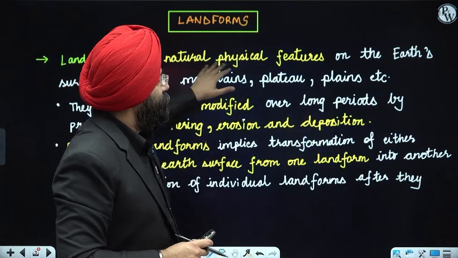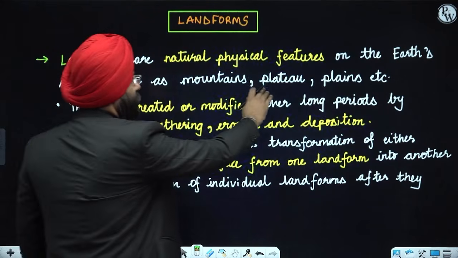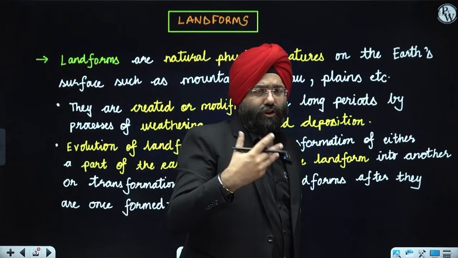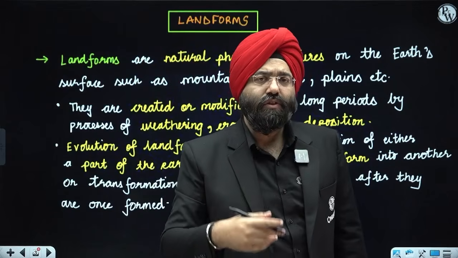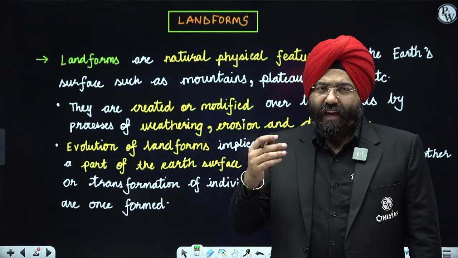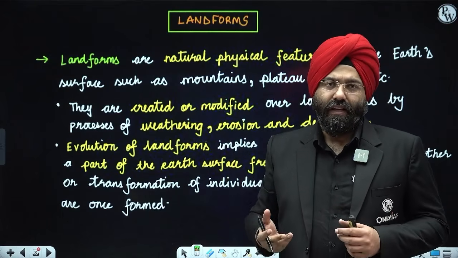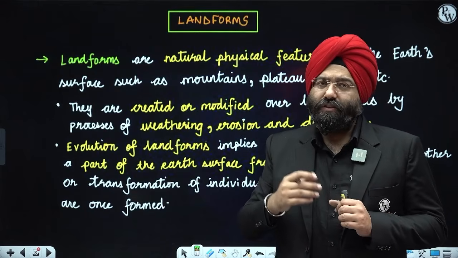So these are natural physical features on the Earth's surface, such as mountains, plateaus, plains. Now you see, when I talk about mountains, plateaus and plains, we have done these concepts also in the previous lectures. They have been formed because of certain processes that have taken place. You have studied the fold mountains concept, which I told you.